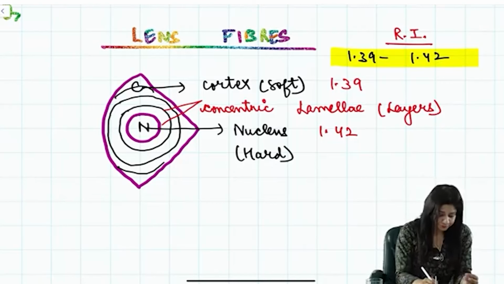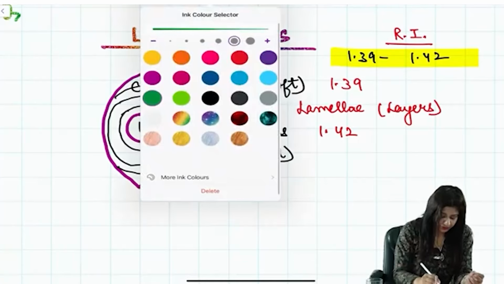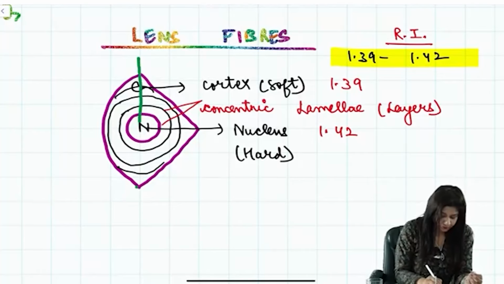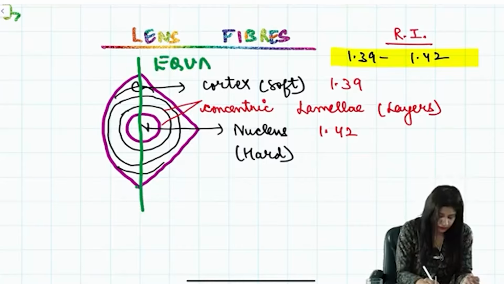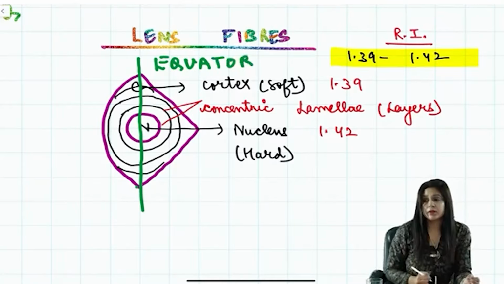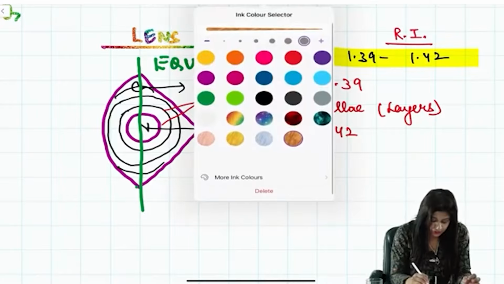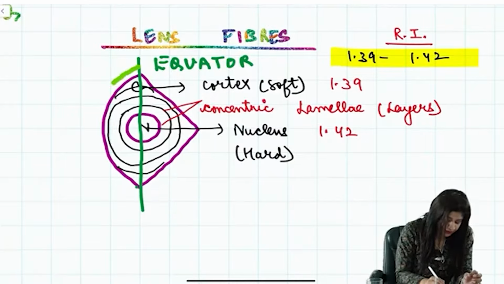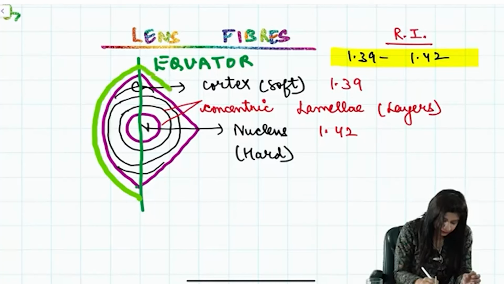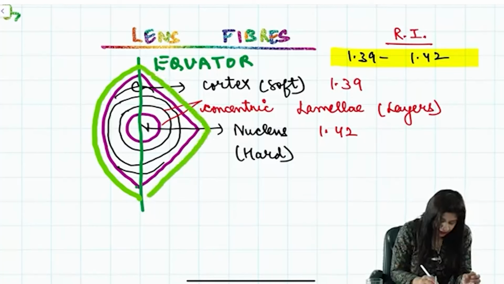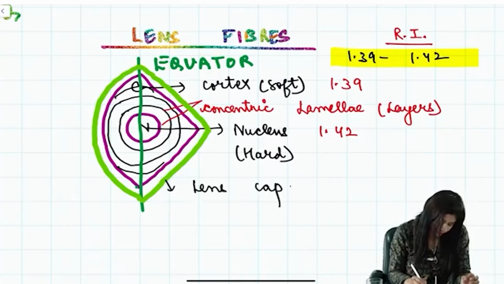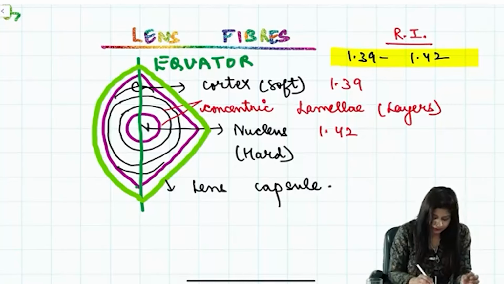और इधर आ गया the equator. This will be the equator, something like this. And all around the जो equator है, there we have a covering of the lens. This covering is called as a lens capsule. ये देखो, capsule मतलब covering है. This is the lens capsule. ये हो गया.